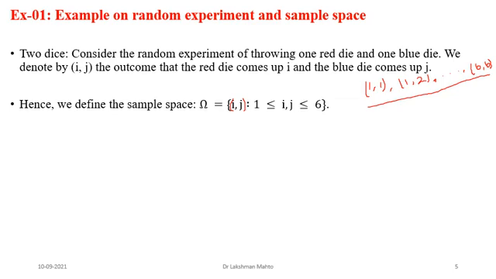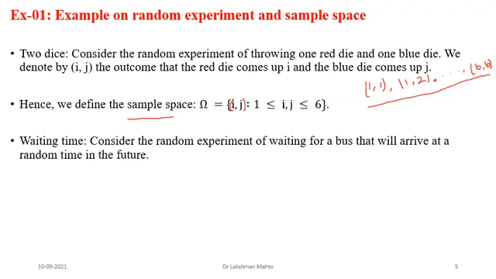That means there are 36 possible outcomes in this random experiment. What is the random experiment? Throwing two dice together. In that we can observe 36 possible outcomes, and in that process we get a sample space which has 36 elements, and each element we can call a sample point. You can give it a name. Now we are taking another example.